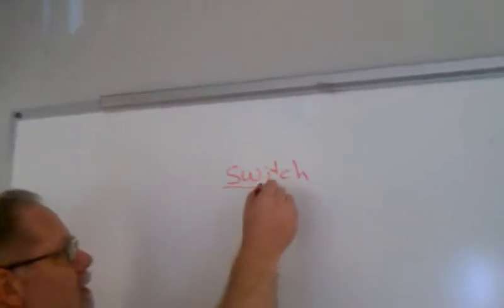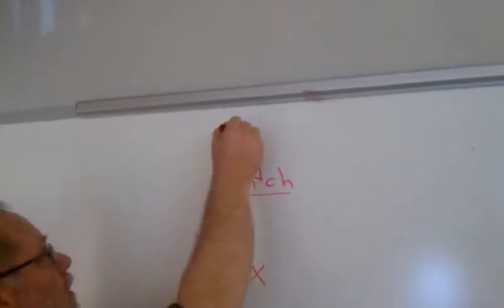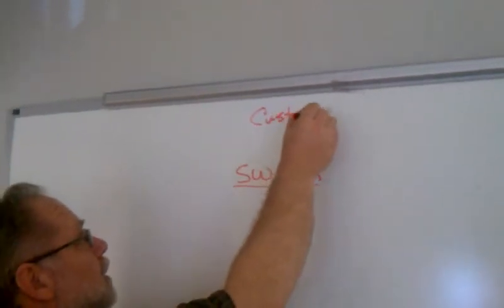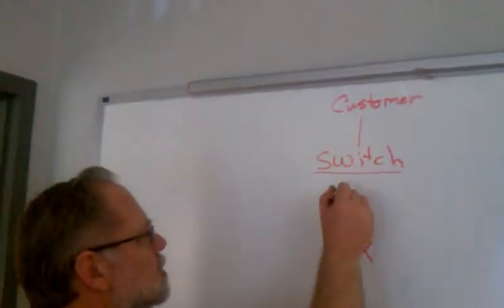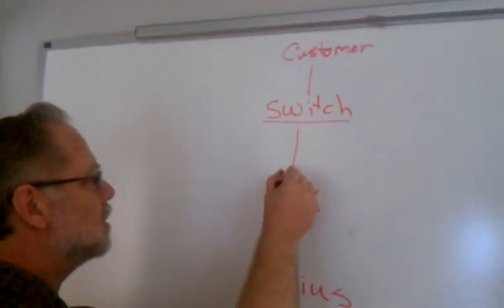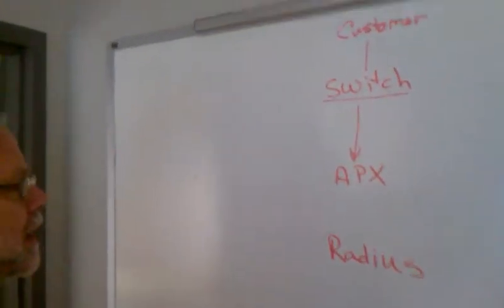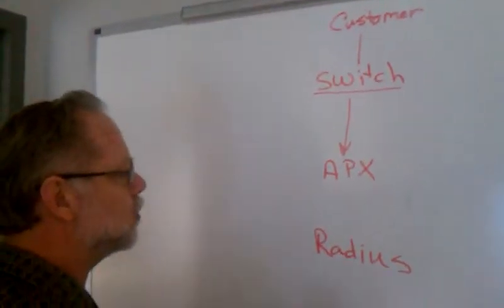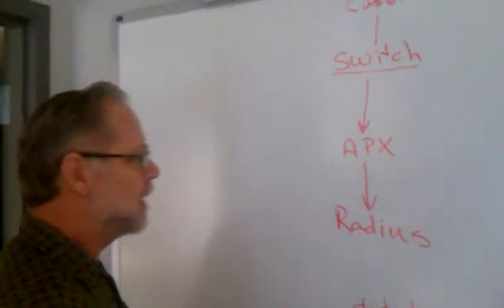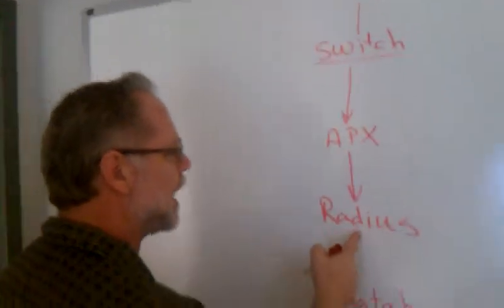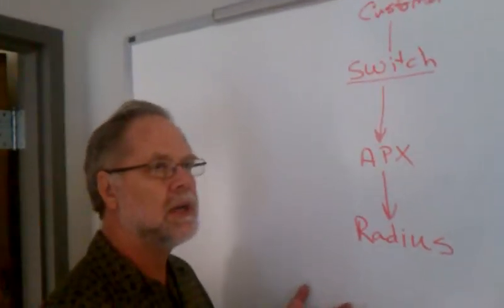The normal calls, you have a switch that the customer is connected to. So we have a customer that is connected to the switch, places a call through the switch, and they want to get onto the network. So they go through the switch, they go into the apex. The apex then sends via the radius protocol to the radius servers. The radius servers then look at it.